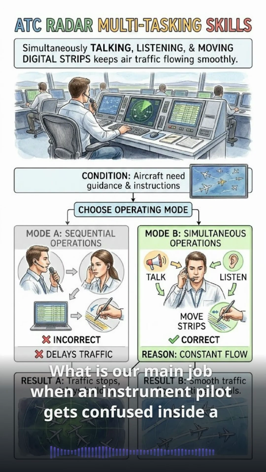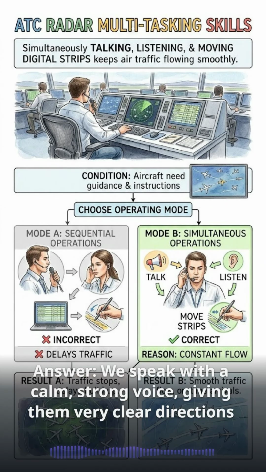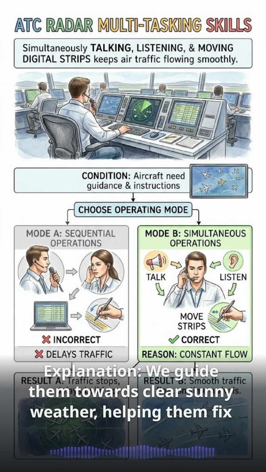73. What is our main job when an instrument pilot gets confused inside a dark, thick cloud? We speak with a calm, strong voice, giving him very clear directions to fly out safely. We guide them towards clear sunny weather, helping them fix their dangerous flying problem very quickly.